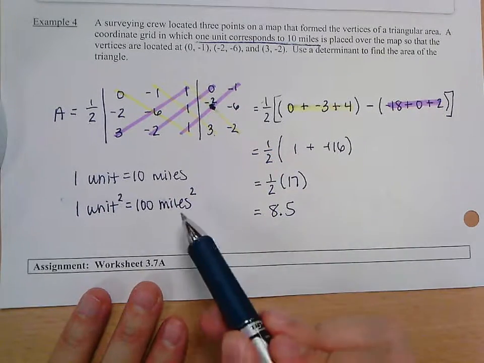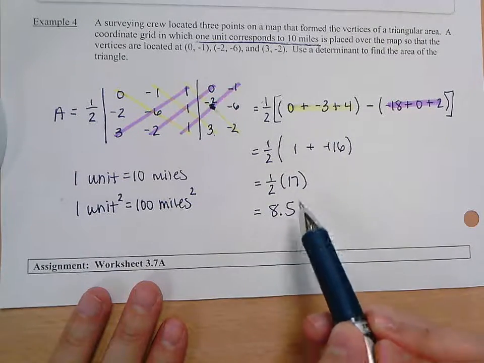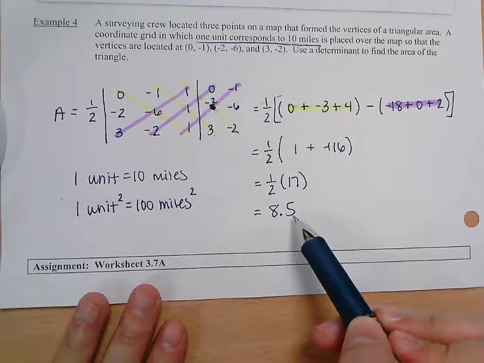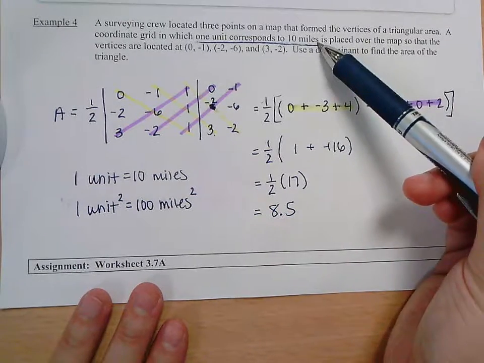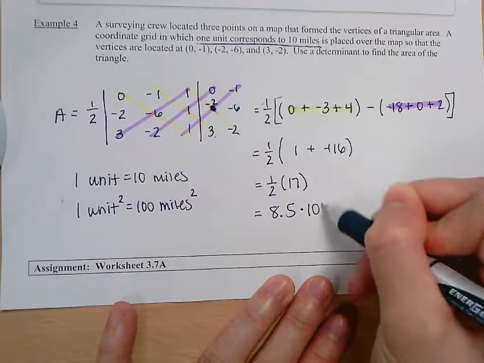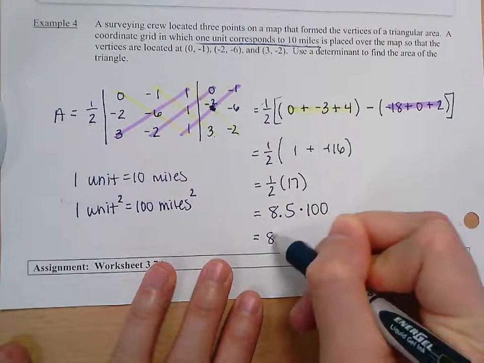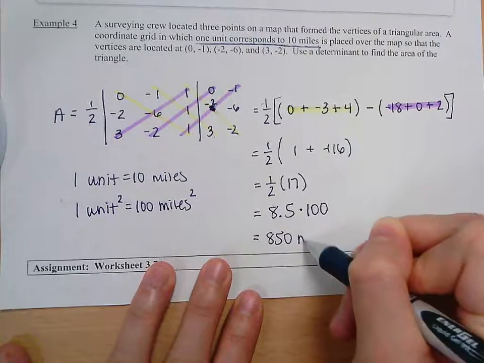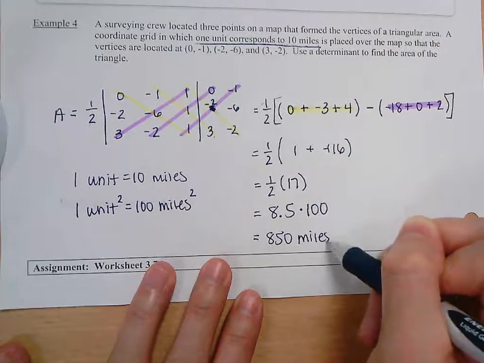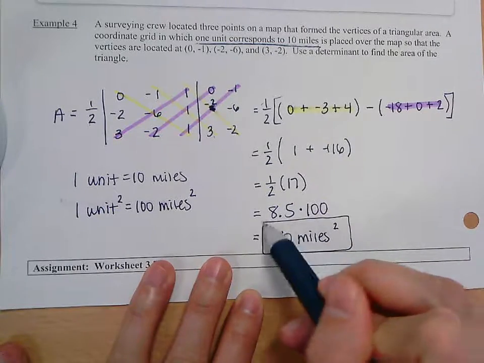I know that's kind of written weird. So with this 8.5, just based on the way I worked through it by finding this first, to actually find the area with the units in miles squared, I'd have to multiply this by 100 instead of multiplying it by 10. So it would really be 850 square miles, or miles squared.